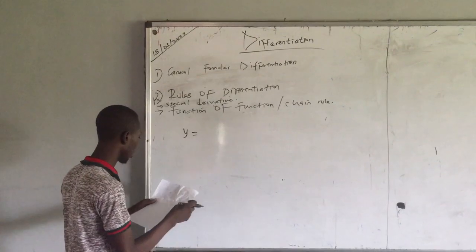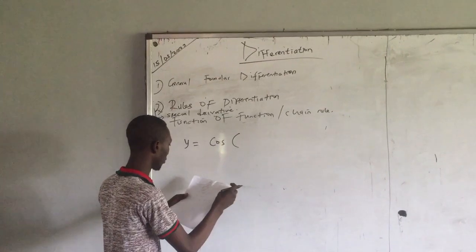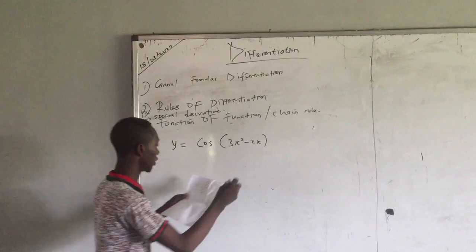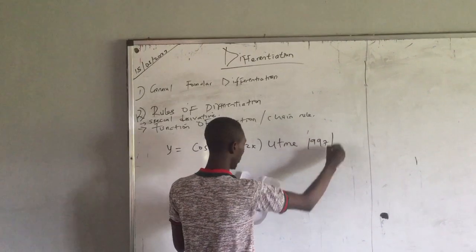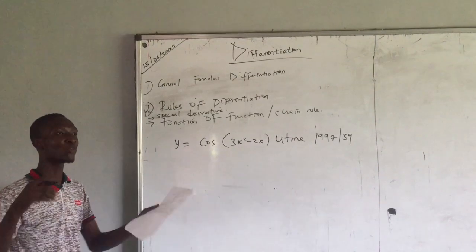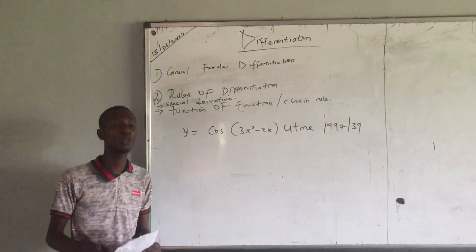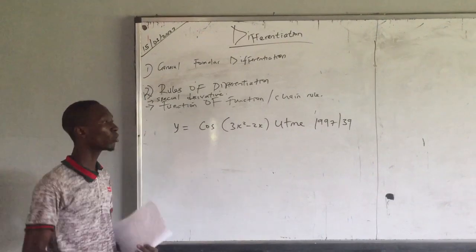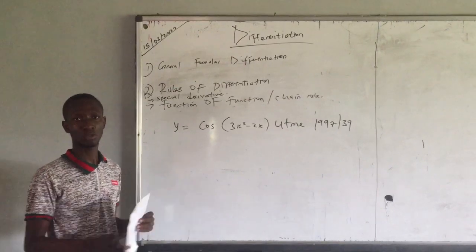We have y equals cos of 3x squared minus 2x. Now this is UTME 1997. So now this is very simple. We'll also use the function of function rule. Why are we using the function of function rule? I told you that the function of function rule is applied to something that is in brackets and raised to some power, or something that is in a square root.